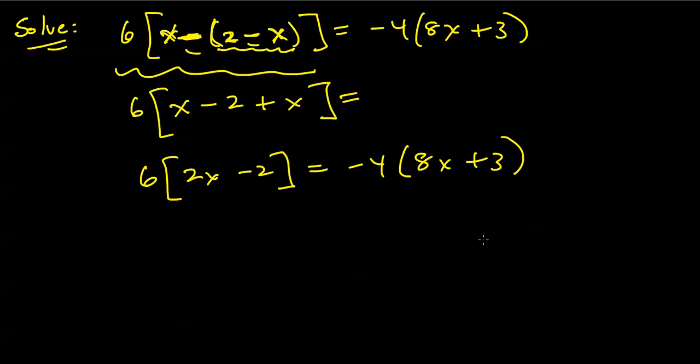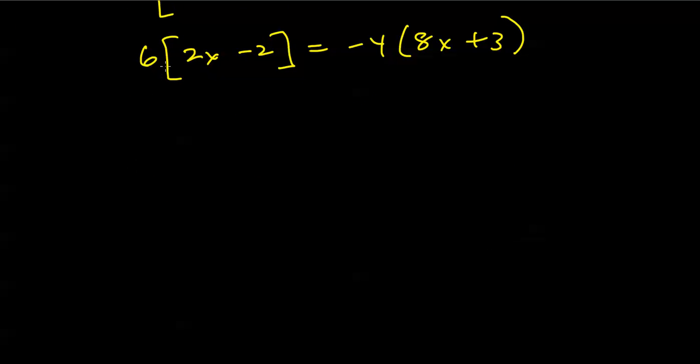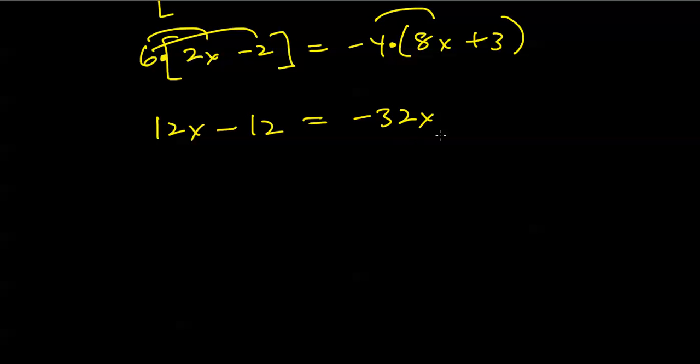Well, clearly, I've got to apply my distributive law, perform these indicated implied multiplications, and 6 times 2x is 12x, minus 6 times 2 is 12. So I end up with 12x minus 12 on the left. On the right, minus 4 times 8x is minus 32x, and then minus 4 times 3 gives me negative 12. Alright, so I'll get 12x minus 12 equals minus 32x minus 12.